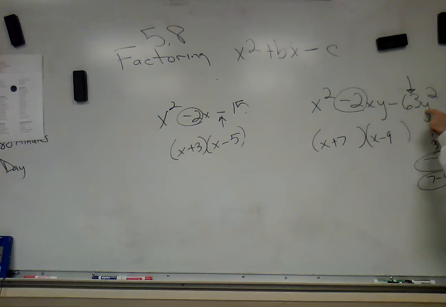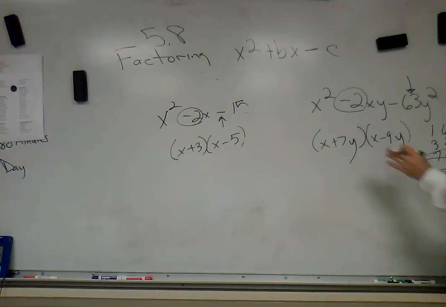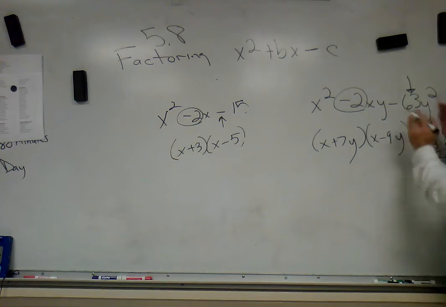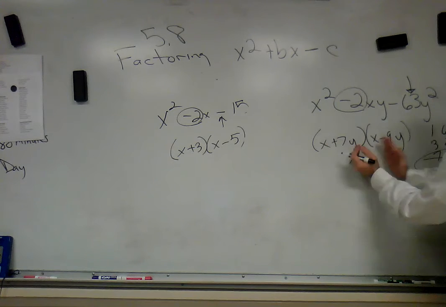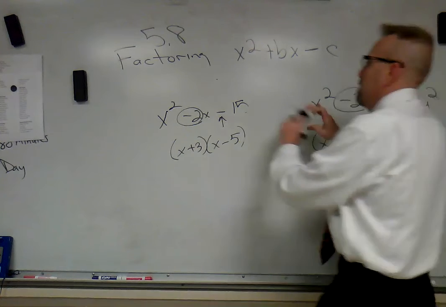But then notice back here on the second half, we had a second variable. So each of those would have y. 7y times 9y would be 63y squared. So if you have 2 variables, one needs to go on each side. Let's do one more with 2 variables.